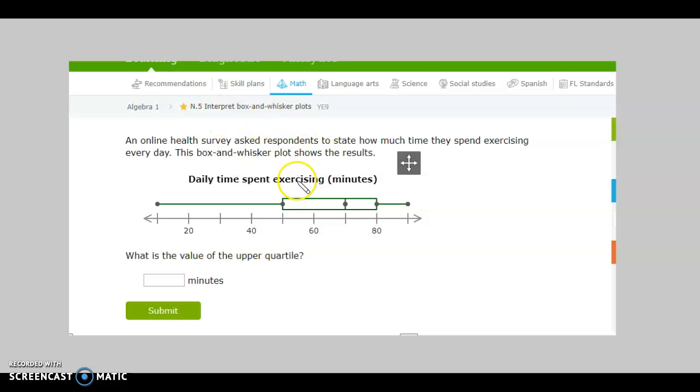So let's take a look at this next question. What is the value of the upper quartile? So the upper quartile is the same thing as saying this number right here. So remember, we have our lower quartile, our median, and our upper or higher quartile. So it just wants to know, where is this located, and that is at 80.